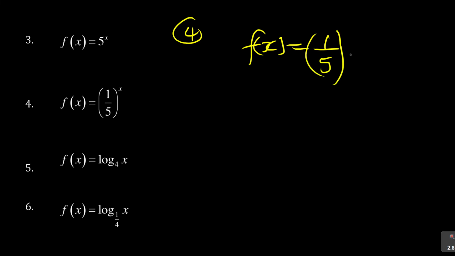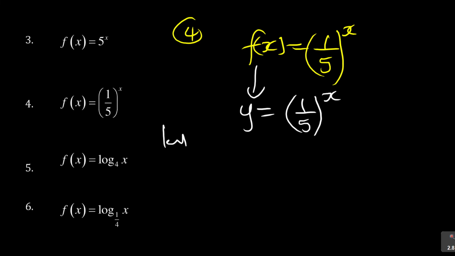The other one is number 4. Number 4 is f of x is equal to 1 over 5 to the power x. And then you have to find the inverse. First things first, f of x becomes y is equal to 1 over 5 to the exponent x.